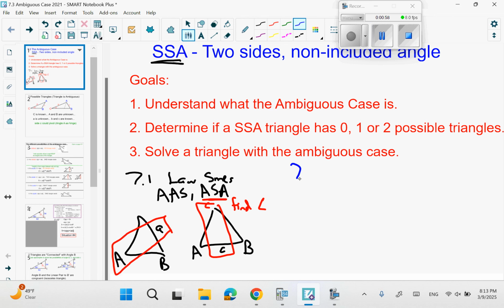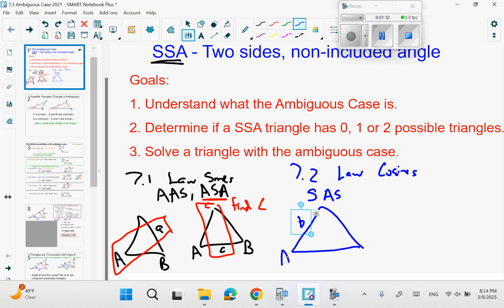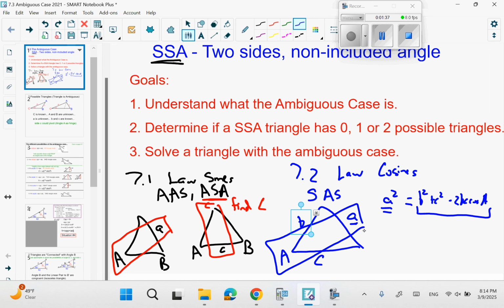And then when we did 7.2, which is law of cosines, you would do that when you're given side-angle-side, something like this. Here I don't have any given pair, but law of cosines helps me create this pair, because law of cosines is a squared equals b squared plus c squared minus 2bc cosine of A. By plugging in the stuff I was given, I can find a, get my pair, and then do law of sines.